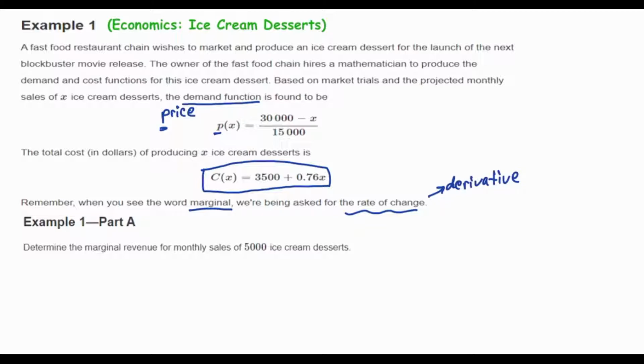And so example 1, part A, determine the marginal revenue for monthly sales of 5,000 ice cream desserts. So we're having marginal, that means it's going to be a derivative. We're having revenue, so it's going to be R prime X. And monthly sales of 5,000 ice cream desserts, that is going to be our X value.